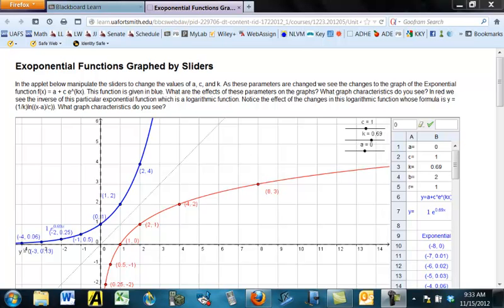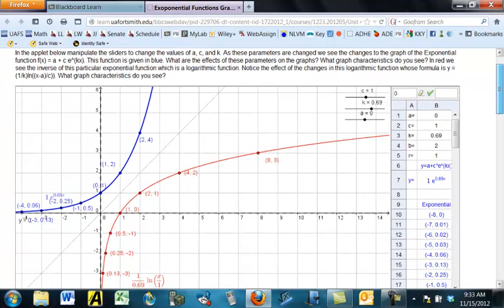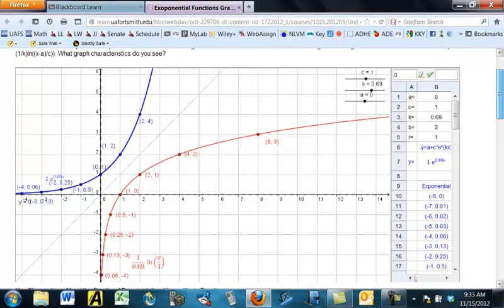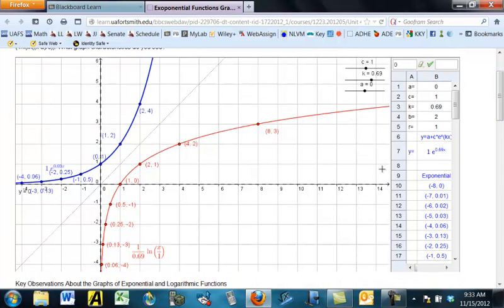Today we're going to be looking at graphing exponential functions and logarithmic functions graphed by sliders. I pulled up this GeoGebra investigation, and in this we're able to manipulate the parameters c, k, and a.